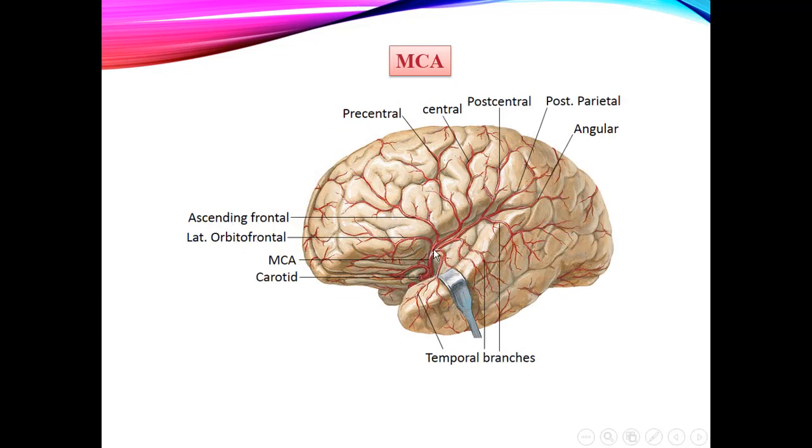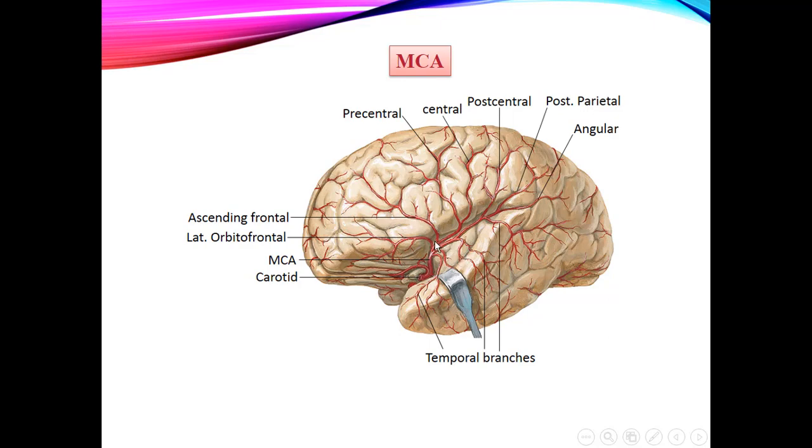Middle cerebral artery, or MCA, is another branch from the internal carotid artery, and as you see, this artery turns laterally to enter the depth of the lateral sulcus and is located on the insular cortex and supplies the insula.